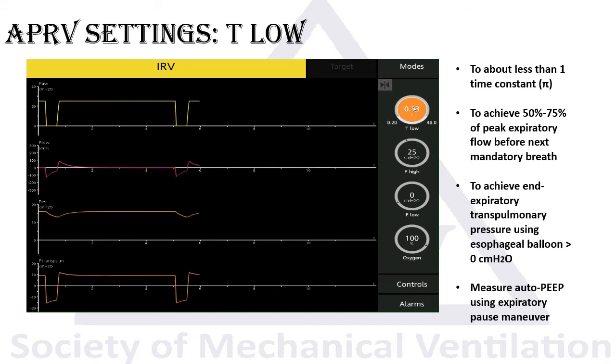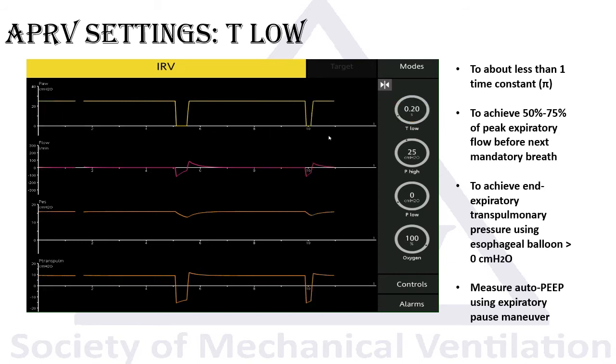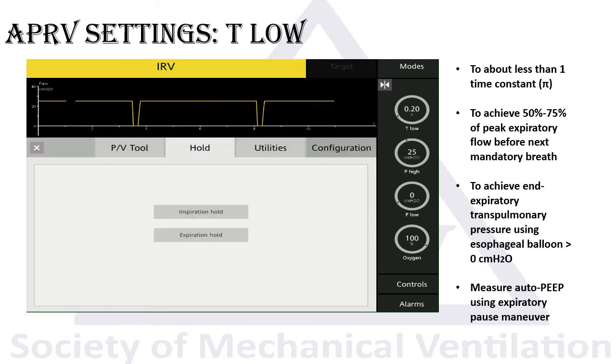So let's reduce the Tlow to 0.2, and we'll retry the maneuver again. And again, the concept is to try to keep the end expiratory transpulmonary pressure above 0. So let's do it again. Expiratory pause.